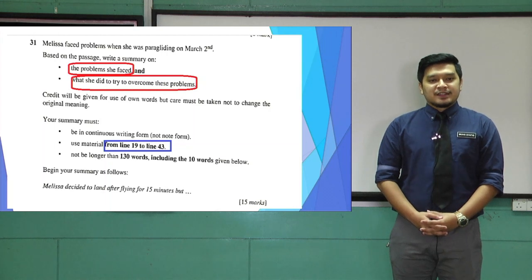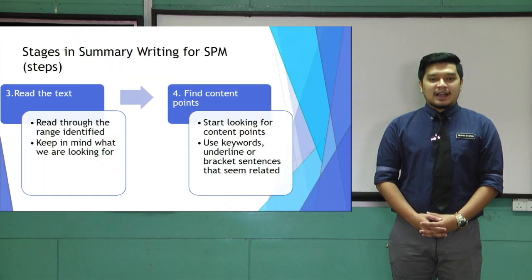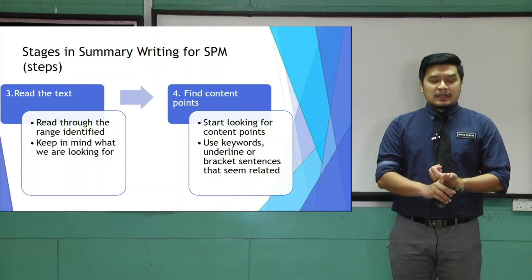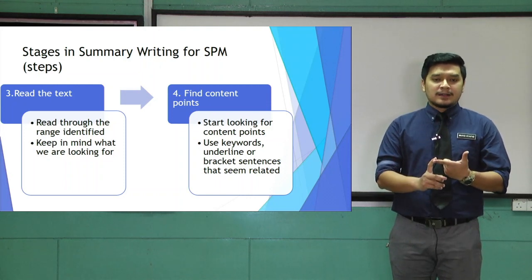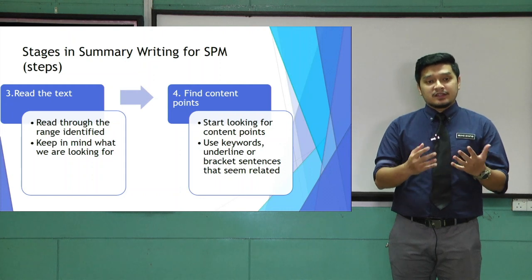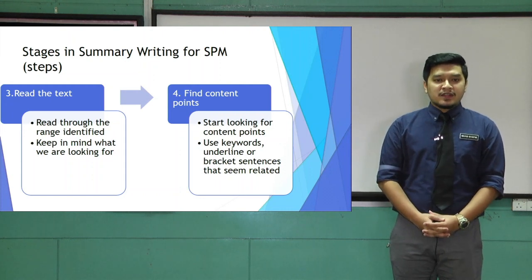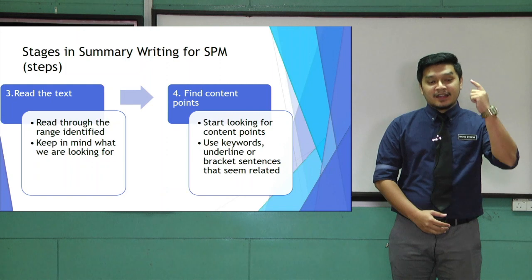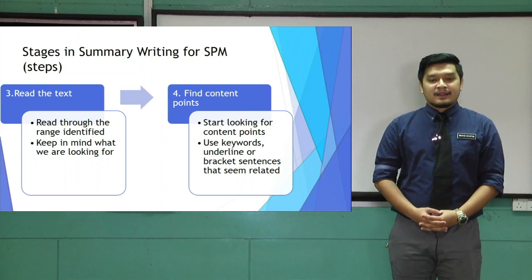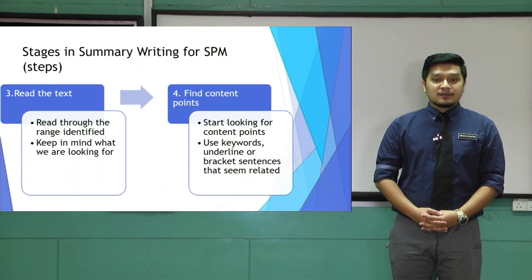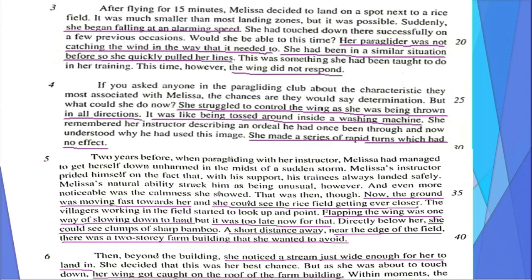So the next step is read the text. After you have understood the question, after you have identified the area to be summarized, you read the text. Just read through the range identified, while keeping in mind what we are looking for. And then step 4, you have to find the content points. You can start looking for content points by using the keywords or underline and bracket sentences that seem related to the topic. So let's try to do step 3 and step 4 together.